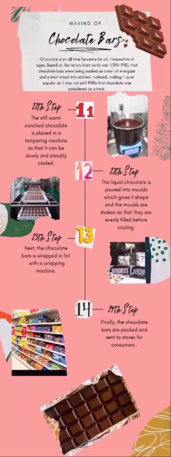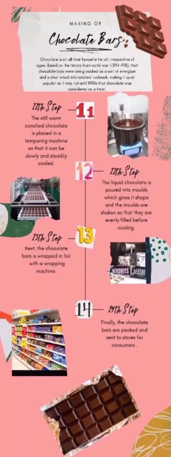So the next process is the tempering process. The still warm conched chocolate is placed in a tempering machine so that it can be slowly and steadily cooled. Tempering provides a uniform skin and a crisp bite to the chocolate. So the safety precaution is always place the machine on a hard, stable and flat surface.